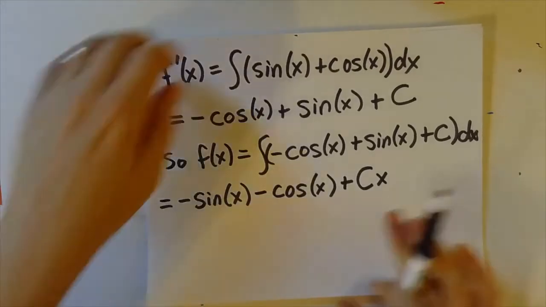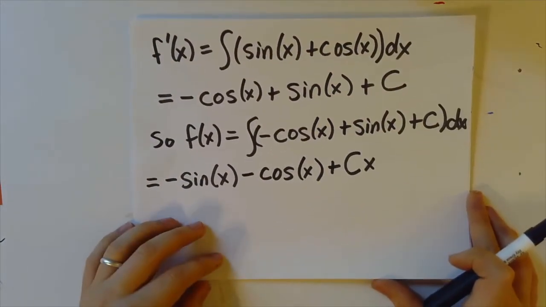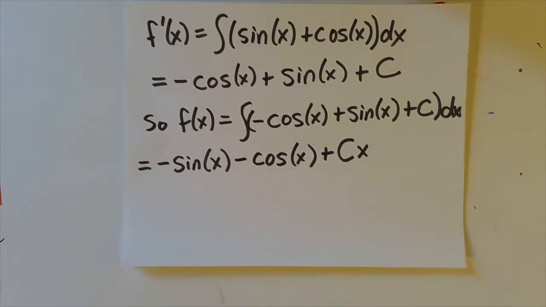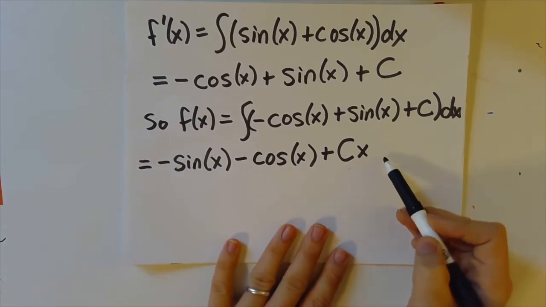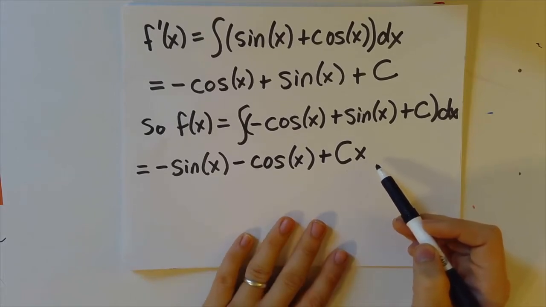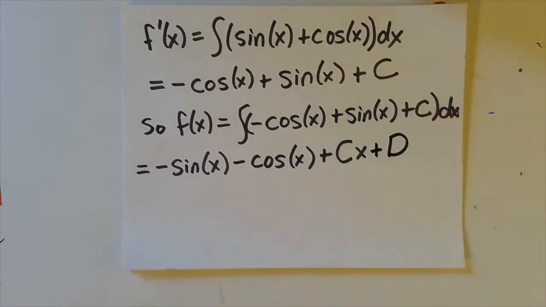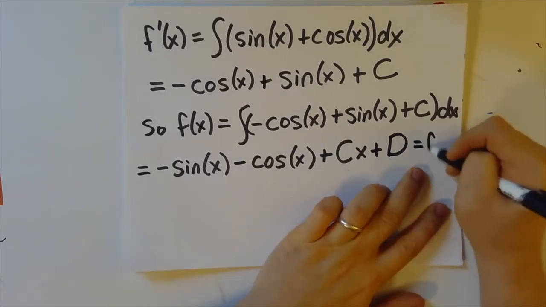But I just integrated, so now I have to add an arbitrary constant. Now, normally, my arbitrary constant would be c. But I already have a c, so if I put another c, that's not really an arbitrary constant. So I need a second arbitrary constant. So I am, for lack of creativity, going to call that second arbitrary constant d. Okay. So this is my little f of x.